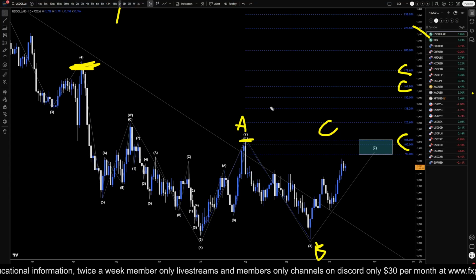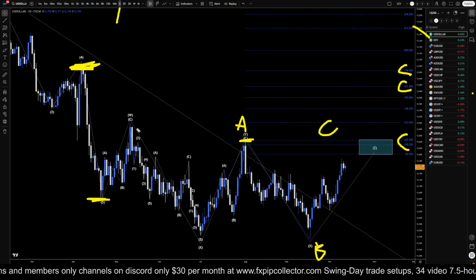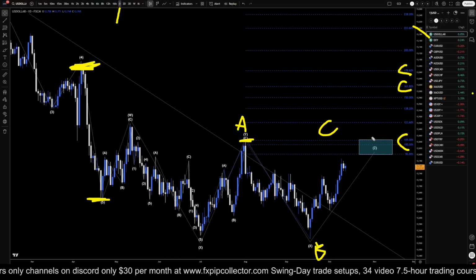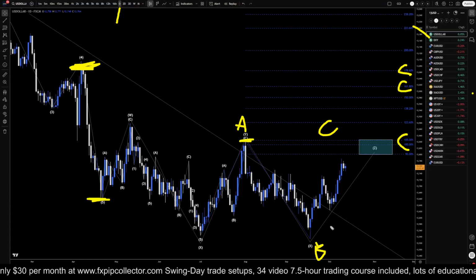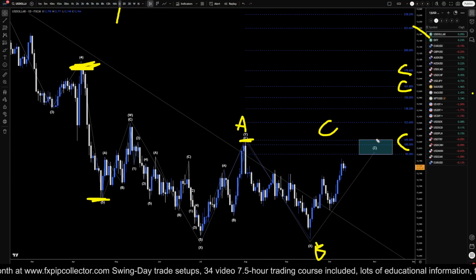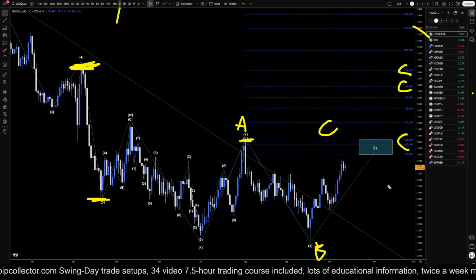Now, it could be a WXYXZ pattern, which is how I have it labeled. The only reason why I still have it labeled like that is because for me, starting way back here, this is all three wave patterns all the way through, and a WXYXZ is supposed to be a 33333 pattern, which it definitely does look like it possibly is playing out like that.